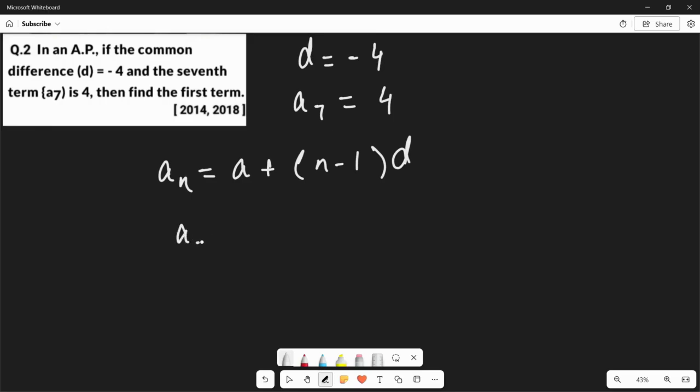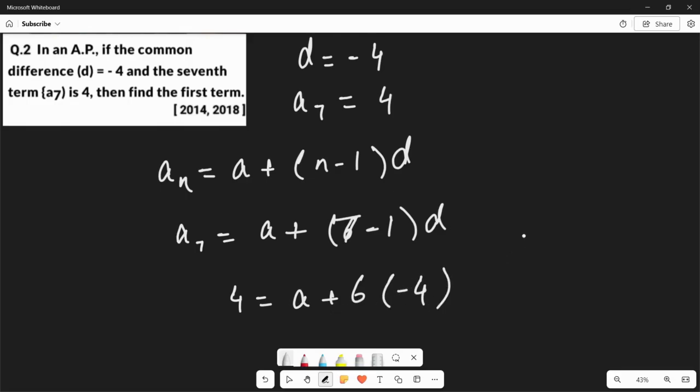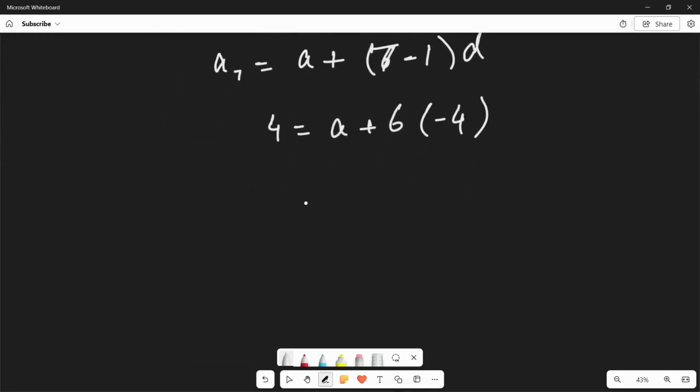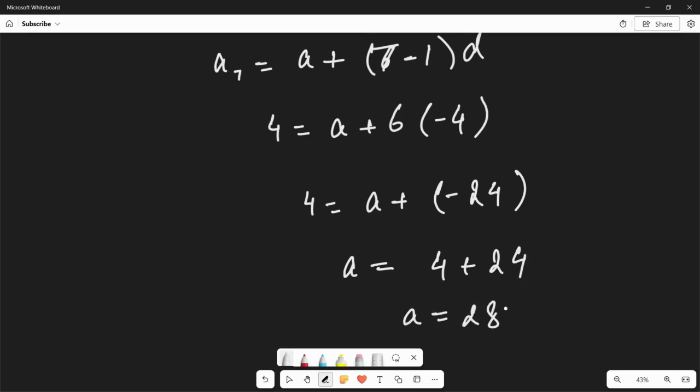As we are asked to find the first term and we already know a of 7, that is a plus n minus 1, that is 7 minus 1, into d. So this becomes 4 is equal to a plus 6 into minus 4, which can also be written as a plus minus 24. Minus 24 on the right hand side, this becomes 4 plus 24, that is 28. So we get the value of a as 28.